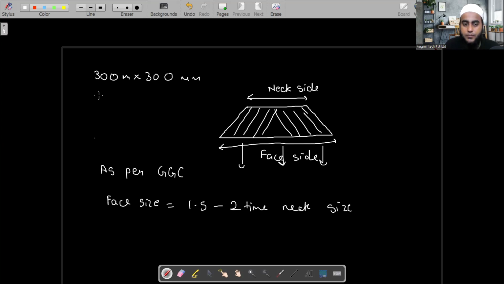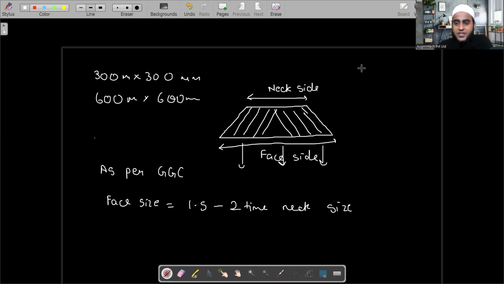So if I ask you the face size, it should be 1.5 or 2 times greater, so 600 by 600. This is your face size. But remember, face size will vary from manufacturer to manufacturer. Here I have given you the idea as per GCC, it is 1.5 to 2 times greater than the neck size. Okay, all of you understood?